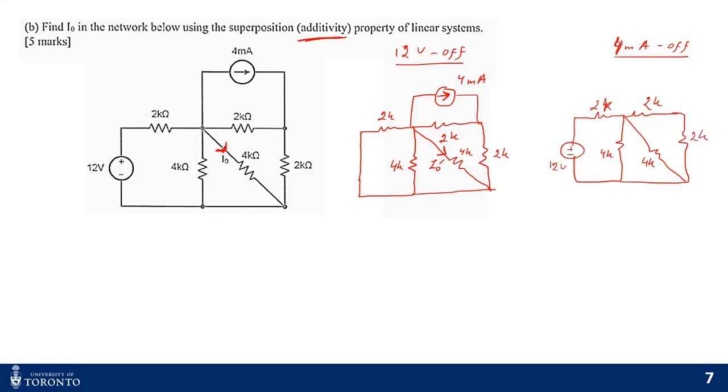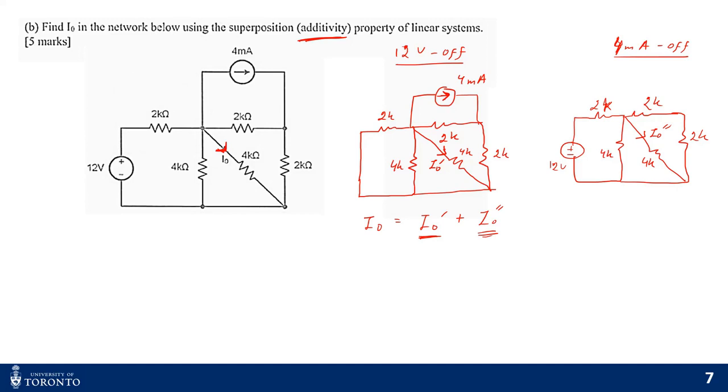Now you can use nodal analysis or mesh analysis in both the circuits to find I naught and I naught prime, right? At the end, your final result should be that the actual I naught is I naught prime, which is the contribution from the current source only, plus I naught double prime, which is the contribution from the voltage source only, right?